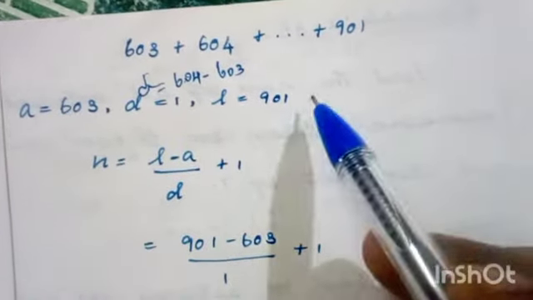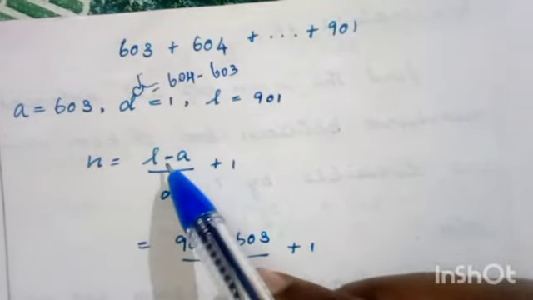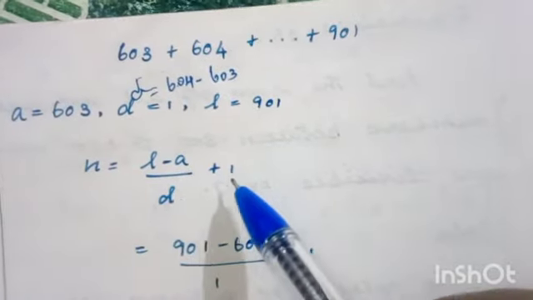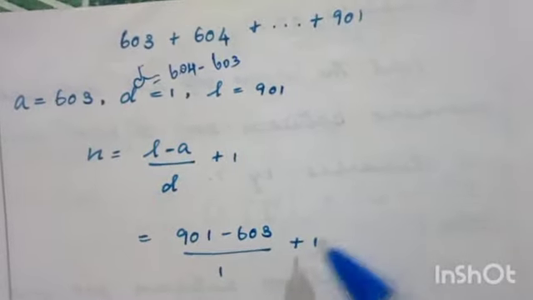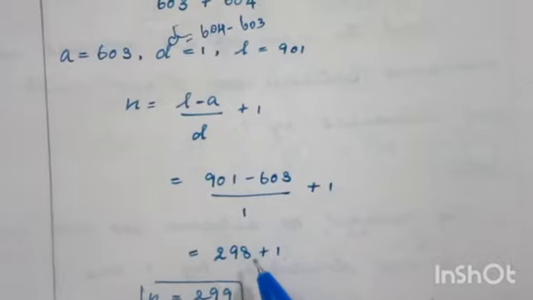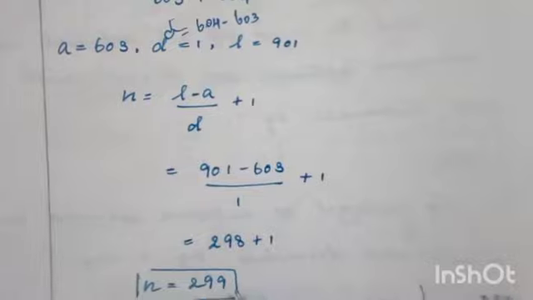If the last term is given, how do we find n? n is equal to (L minus A) by D plus 1. So L is 901 minus A is 603, by 1, plus 1. You subtract these two, you get 298 plus 1. So that is 299. n is equal to 299.